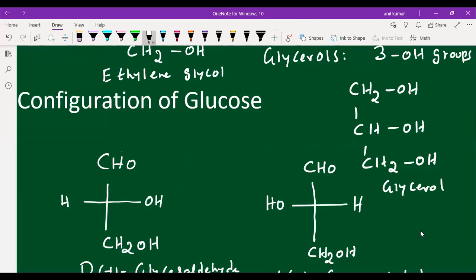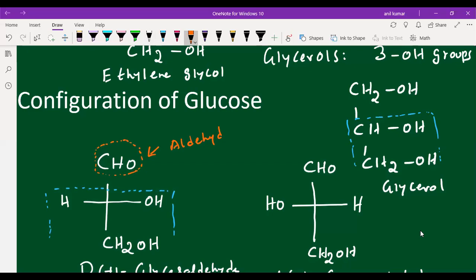Glyceraldehyde. Compare the structures of glycerol as well as glyceraldehyde. What you can observe here is that this part is the same: CHOH, CHOH, and CH2OH. The functional group is varying. In glyceraldehyde, which group will you have, students? You will have the aldehyde group. So this is our aldehyde group. That's why we call this glyceraldehyde, and this we call glycerol.